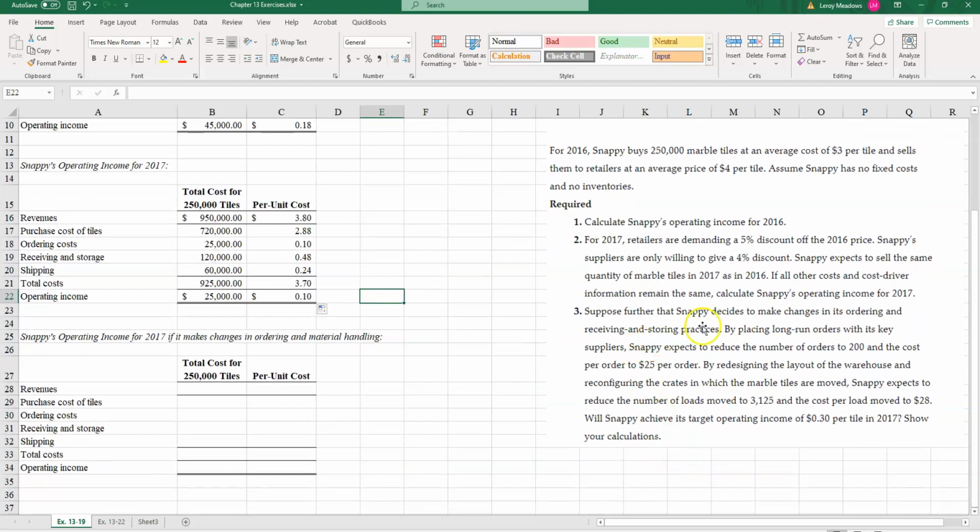Suppose further that Snappy decides to make the changes in its ordering and receiving and storage practices. By placing long-run orders with its key suppliers, Snappy expects to reduce the number of orders to 200 and the cost per order to $25 per order. By redesigning the layout of the warehouse and reconfiguring the crates in which the marble tiles are moved, Snappy expects to reduce the number of loads moved to 3,125 and the cost per load moved to $28. Will Snappy achieve its target operating income of 30 cents per tile in 2017?